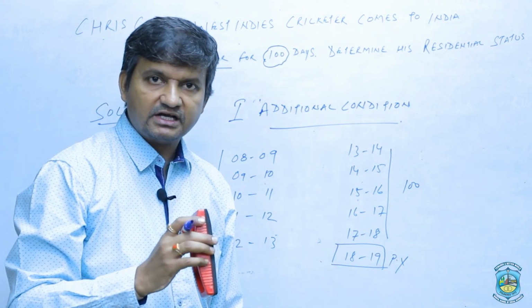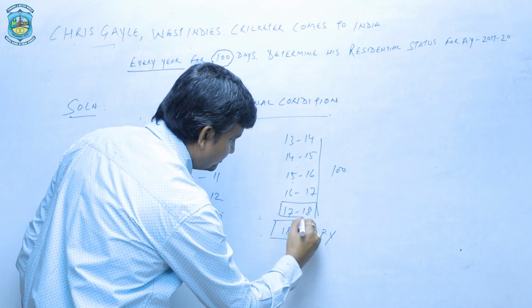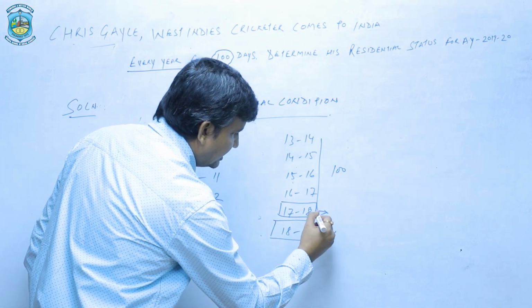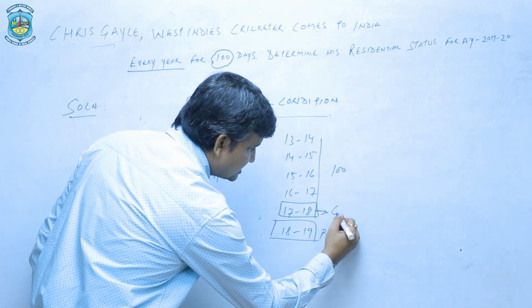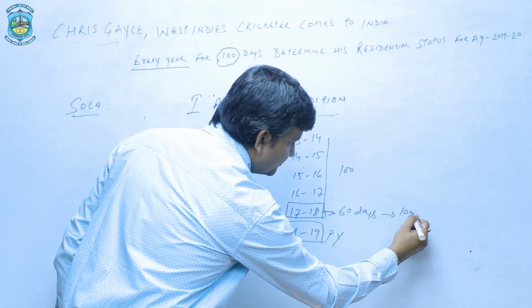Now we will see whether Chris is fulfilling the second basic condition. The second basic condition is again the same one: in addition to 60 days in the previous year, it should be 365 days or more during the 4 years immediately preceding the previous year. So for example, if we take 17-18 as the previous year, is Chris in India more than 60 days in 17-18? Yes, he is for 100 days.